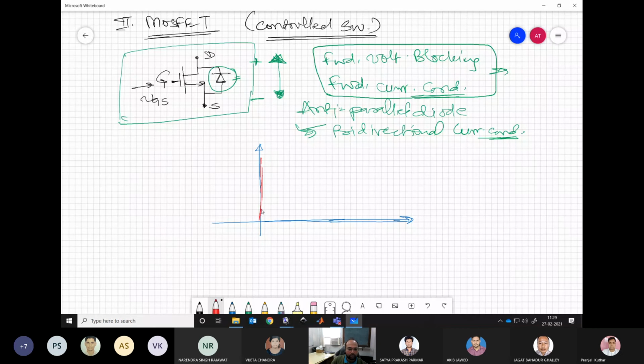So the ideal characteristic, here we are having IV. Ideal characteristic is again forward current conduction and forward voltage blocking. This is only for the FET. I am ignoring the diode in this. So this is the characteristic for the FET. Again, it is a single quadrant switch.